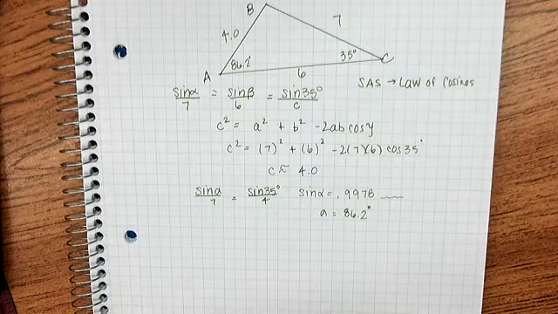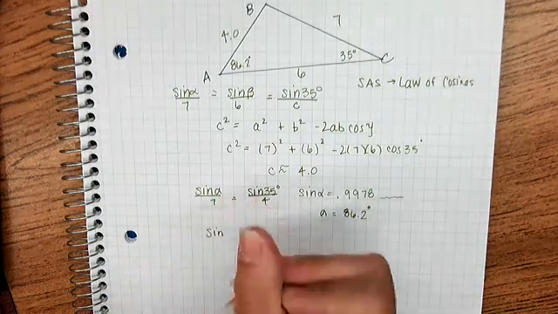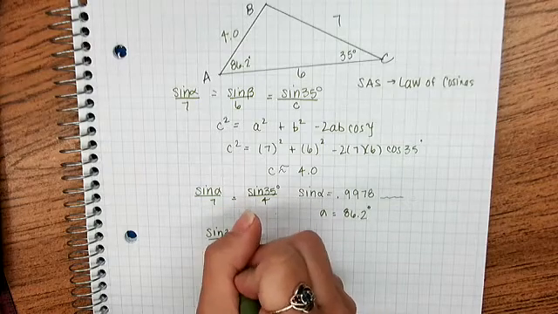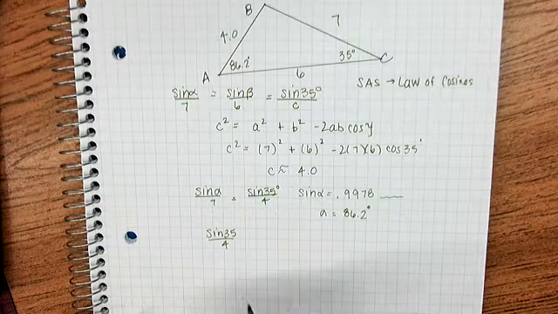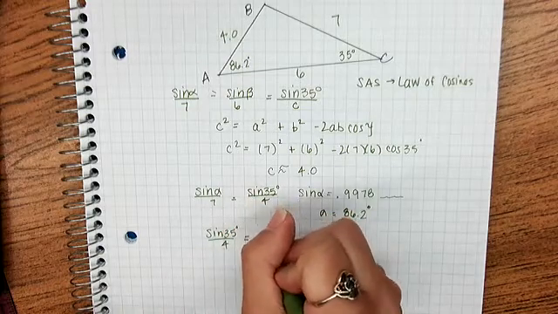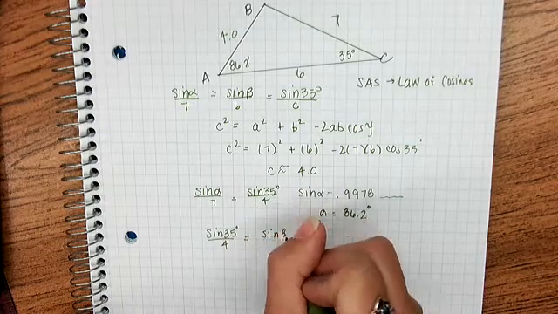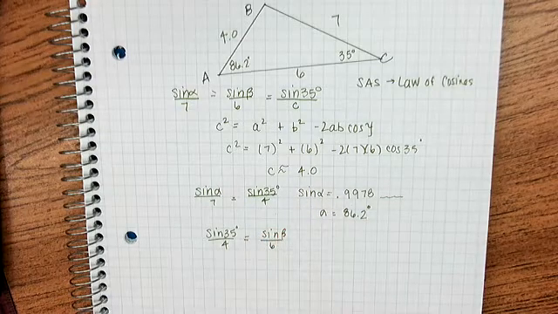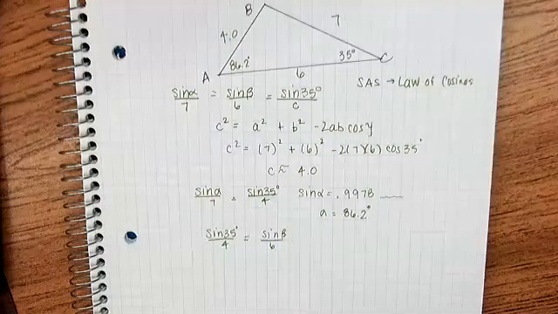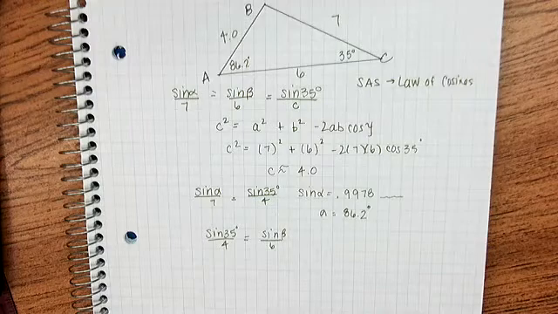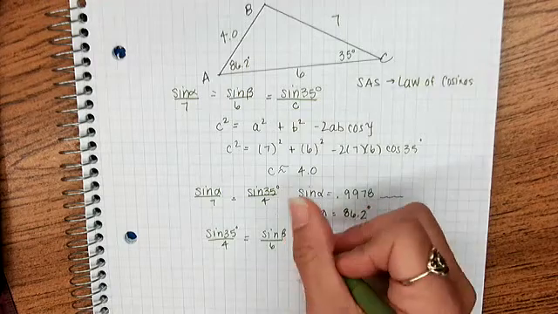I'm going to do the law of sines again. And I'm going to say that the sine of 35 over 4, which remember is in my calculator, is equal to the sine of beta over 6. Okay, so this is 6 times the sine of 35 divided by, it's not 4, it's that 4.02 whatever, and then inverse sine of that answer. I got 58.8.